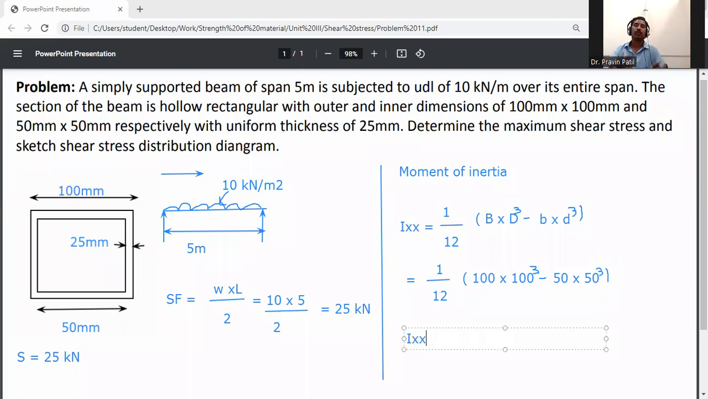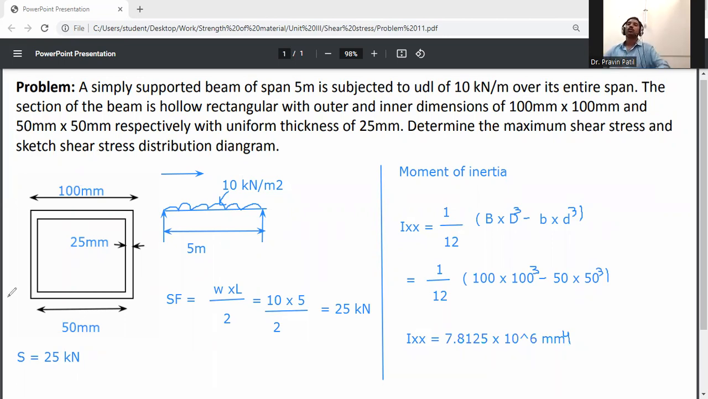So Ixx is equal to, calculating this value, 1 by 12 into 100 raised to 4 minus 50 raised to 4. We get 7.8125 into 10 raised to the power 6 mm raised to 4. So this is the moment of inertia. Note down this value: I is equal to 7.8125 into 10 raised to the power 6 mm raised to 4.